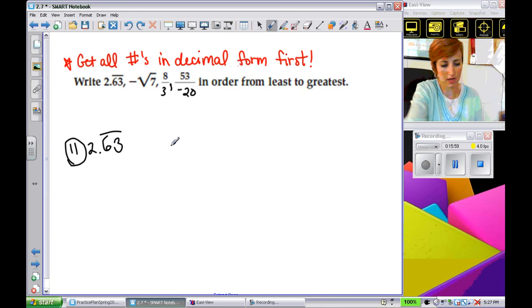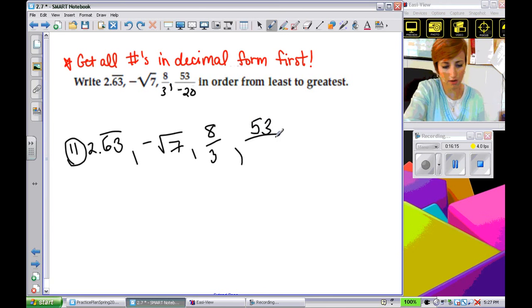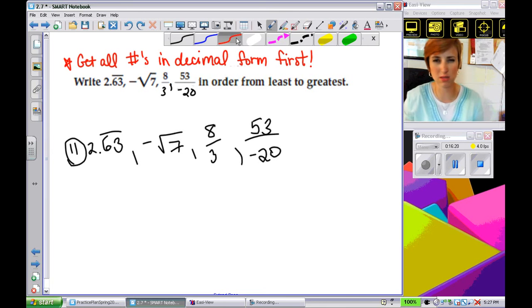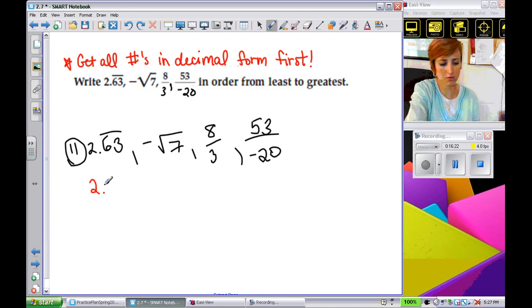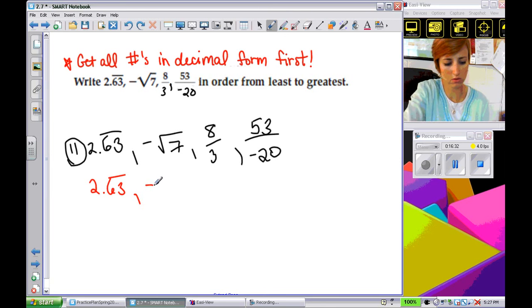Once again, when you get in decimal form, example 11 gives us 2.63 repeating, negative square root of 7, 8 over 3, and 53 over negative 20. And once again, we're dealing with different types of numbers. Let's get them all as decimals. The very first one's already in decimal form, 2.63 repeating. Our next one's a negative square root of 7. So once again, we drop down our negative symbol.